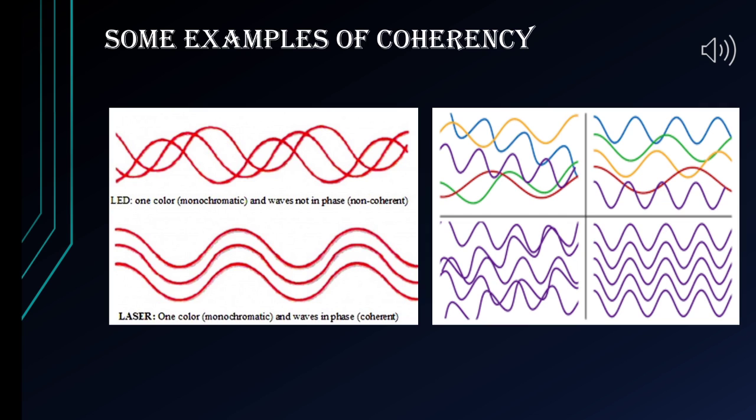These are some examples of coherency. In the first diagram, the first one is LED and the second one is laser. As you can see in the LED, the phase differs from one wave to another wave, so that is non-coherent, right? Now coming to laser, here the phase is the same for the three waves, so they are called coherent. Now in the second diagram, the fourth one is coherent, right? And the first, second, and third are non-coherent because the phase differs from one wave to another, right? These are the examples of coherency.